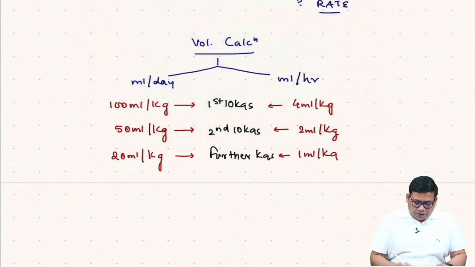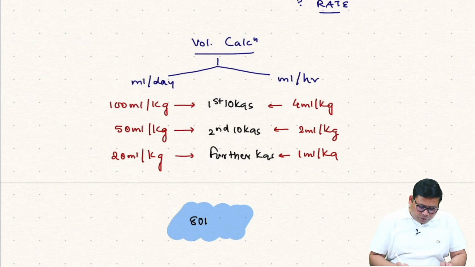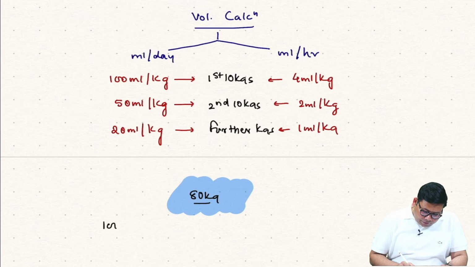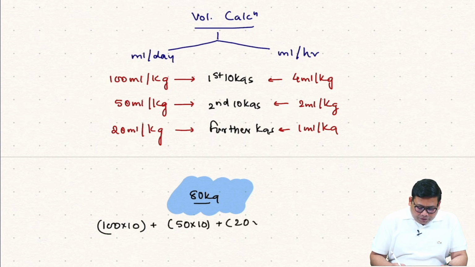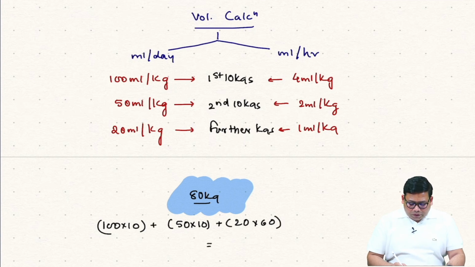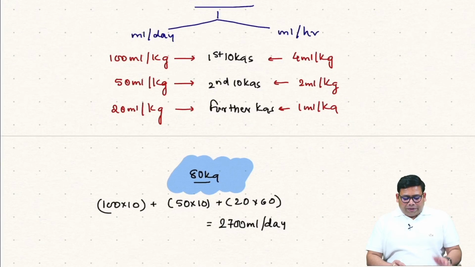If you see a patient who is, let us say, 80 kgs, and you need to calculate the fluid requirement, it is 100 ml per kg for the first 10, along with 50 ml per kg for the next 10, and then 20 ml per kg for the remaining kgs. If you add it, you'll get 1000, 500 and then 1200 more. So that is 2700 ml per day. This is very, very important: 2700 ml per day.